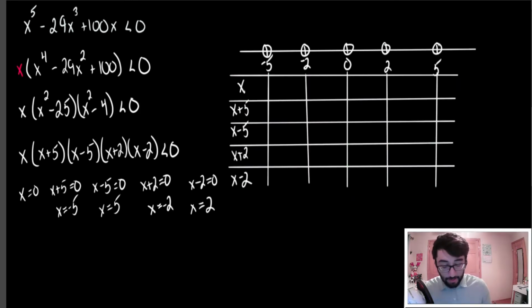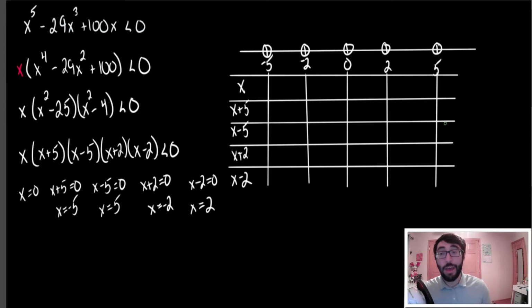And now that I set up my sign table, I can start testing values. Now I'm going to speed through this part, but real quick, I do want to make note of something. Notice here I have 1, 2, 3, 4, 5, 6 intervals to test, and I have 5 real zeros. And if you looked at the previous problem, you ended up with 3 real zeros and 4 intervals to test. Notice that the number of intervals is always exactly 1 more than the number of real zeros. That's always going to be the case.